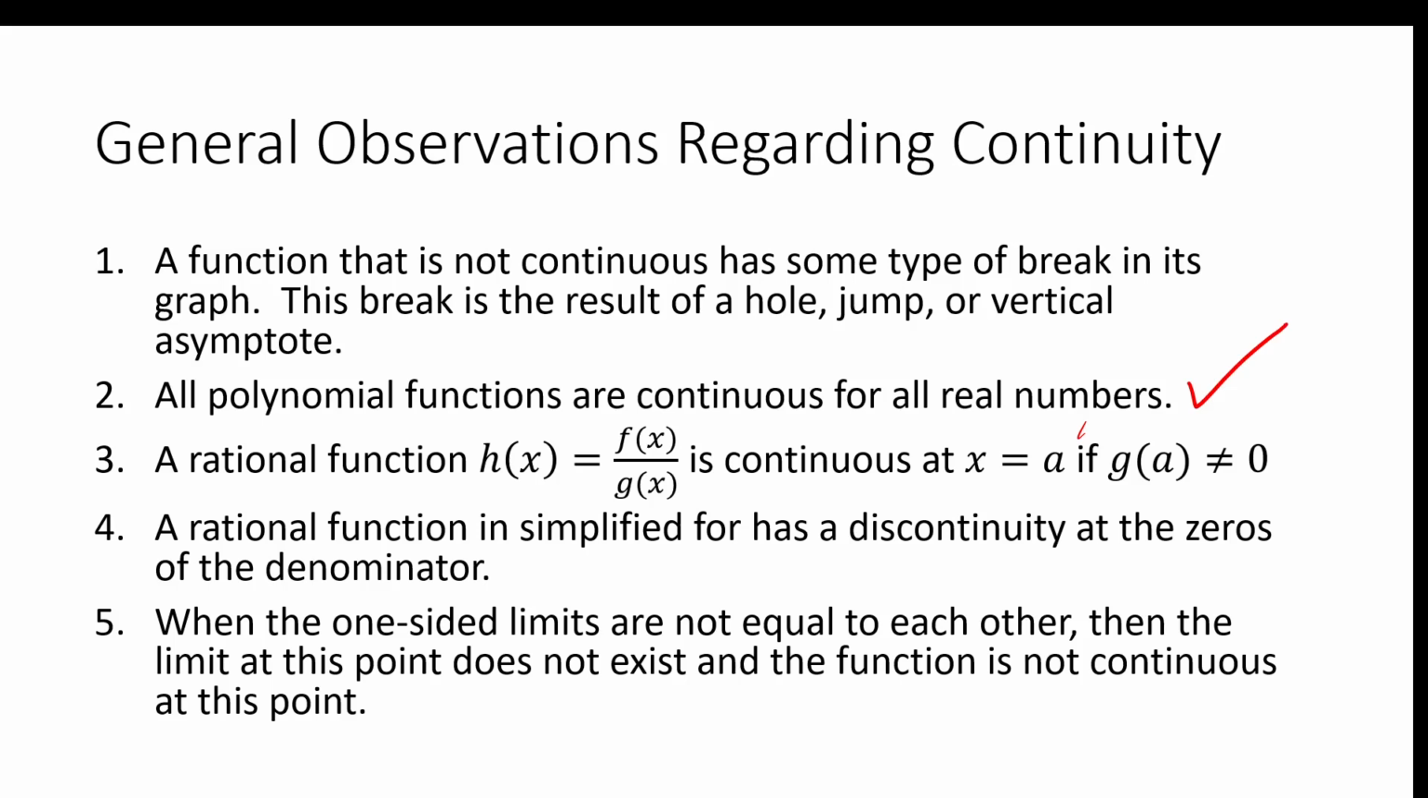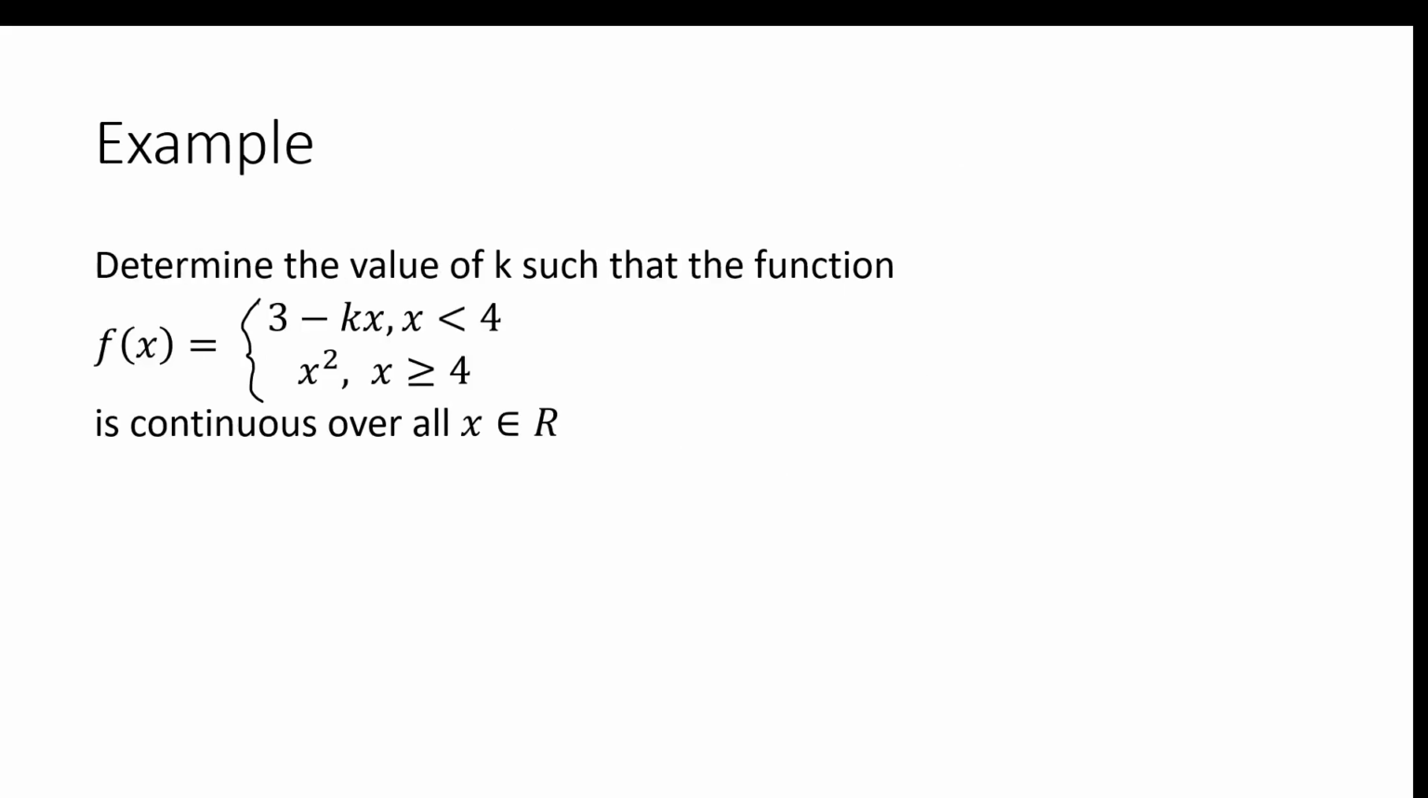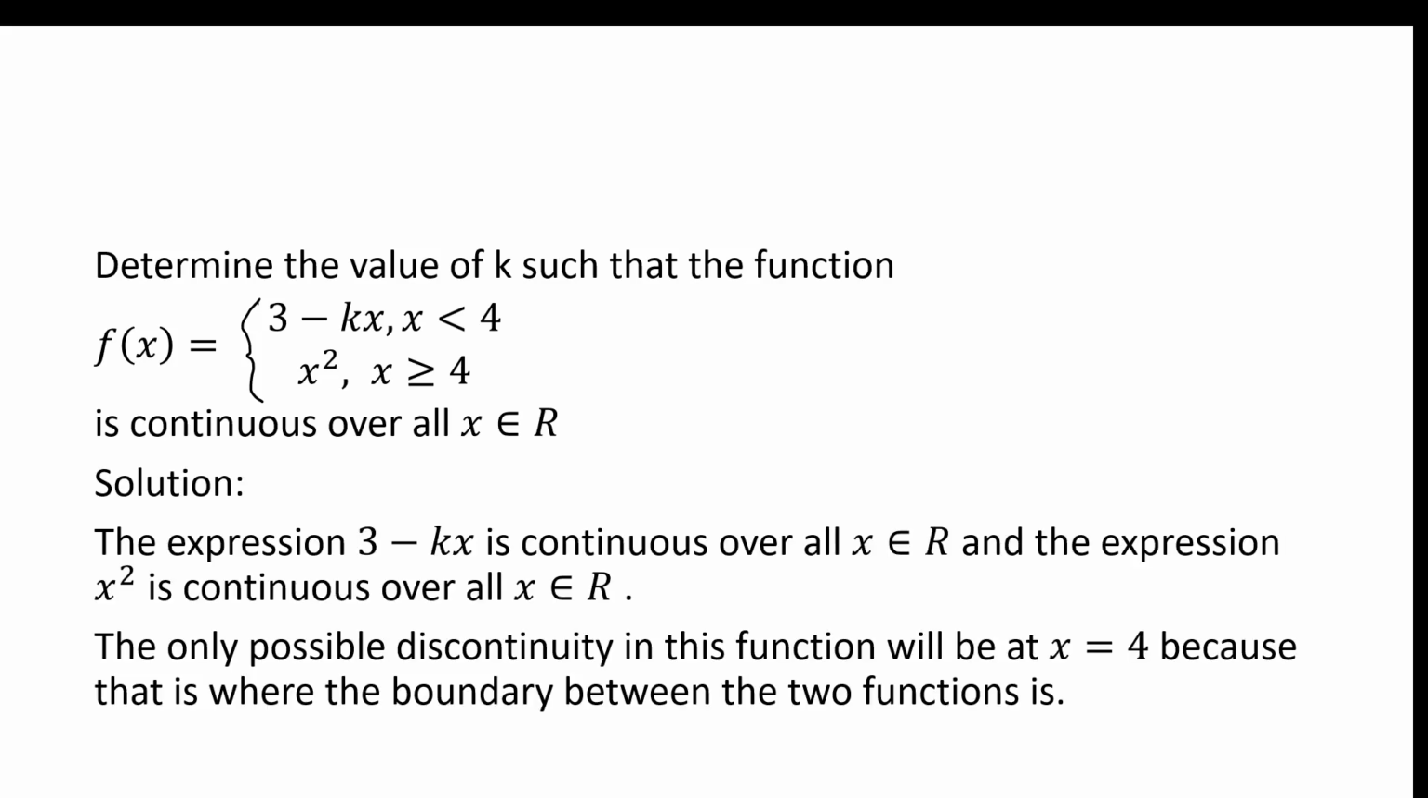And finally, when the one-sided limits are not equal to each other, then the limit doesn't exist, and the function is therefore not continuous at that x value. So finally, let's determine the value of k such that the function shown is continuous over all x element of the reals.